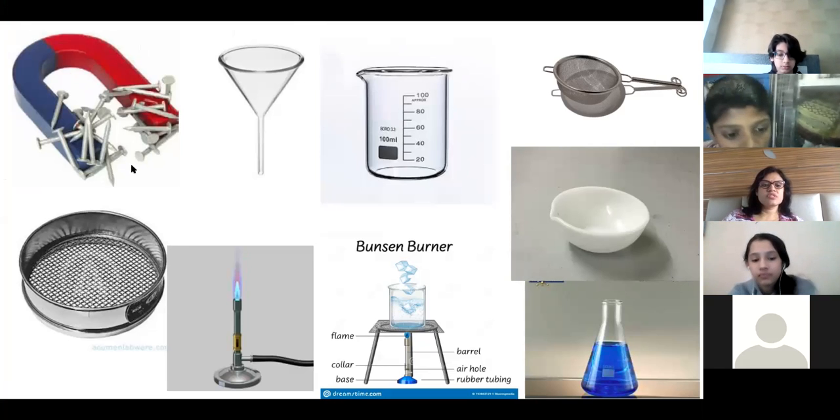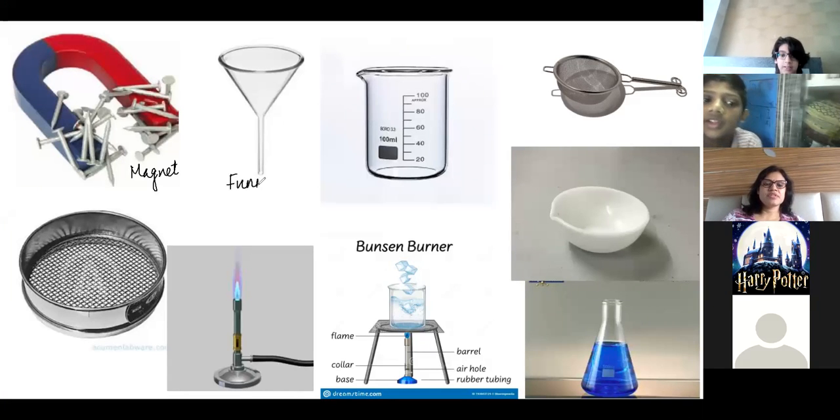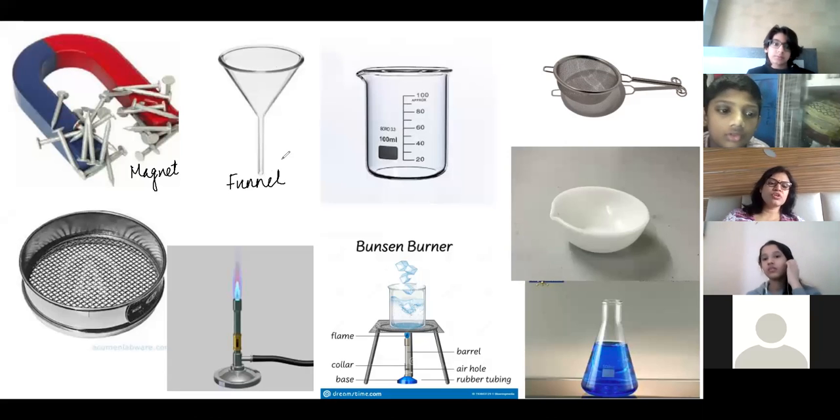Okay, so this is a magnet. What is this called? Next picture. What is this called? Have you seen it anywhere? Yes, ma'am, I have seen it in videos. It is a funnel. It is for filling small holes and all. If you want to put liquid somewhere in a small mouth bottle, you use this thing. What is it? Do you know what this is?